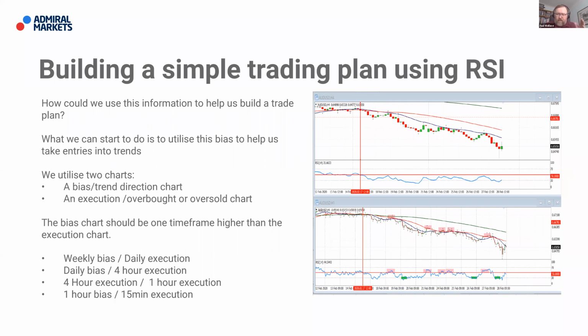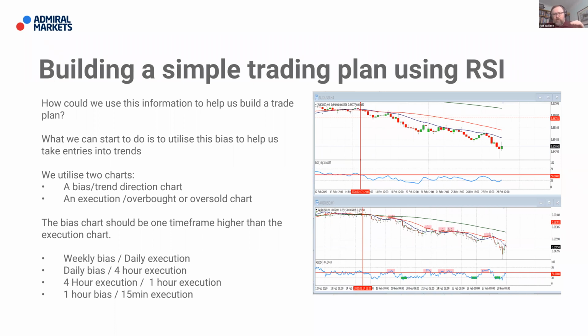What we should have, and this is very important, is that your bias chart, your trend direction chart, should be one time frame higher than the execution chart. So you might have a weekly bias chart and then a daily execution chart. Or alternatively, you can have a daily bias chart with a 4-hour execution chart. Perhaps you have a 4-hour bias chart with a 1-hour execution chart. Or if you're getting down towards intraday trading, you might be using a 1-hour bias chart with a 15-minute execution chart.